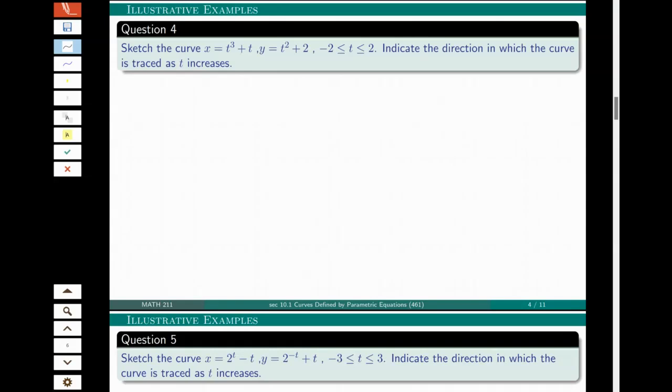Here we say sketch the graph of x equals t cubed plus t, and y equals t squared plus t, from minus 2 to 2. So if we select the points of t to be starting with minus 2, then minus 1, then 0, 1, and 2, we will calculate the value of x.